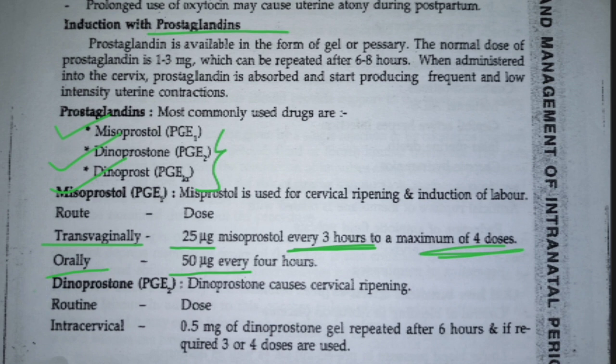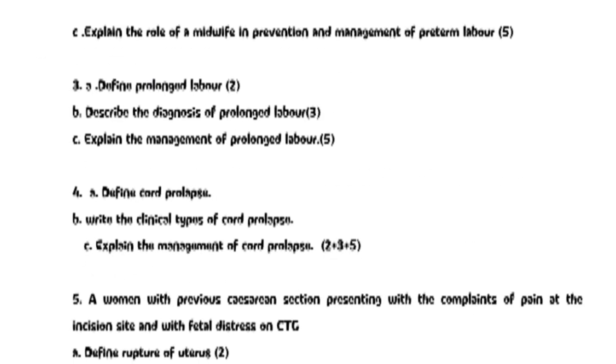When it comes to dinoprostone, here we have a dosage. It is in gel form and here 0.5 mg. It will be applied in the cervix region every 6 hours. For 3 to 4 times after applying it, the normal induction of labor occurs, and this is the management of induction of labor. These are the possible questions from this chapter.